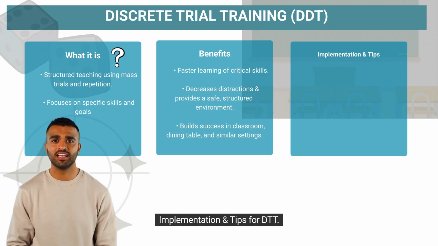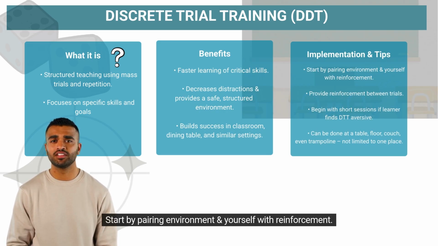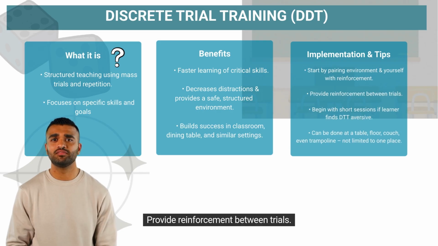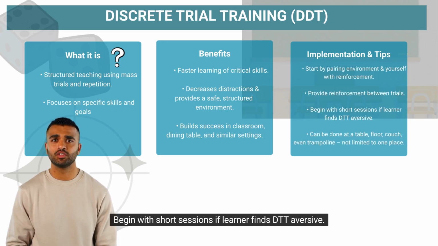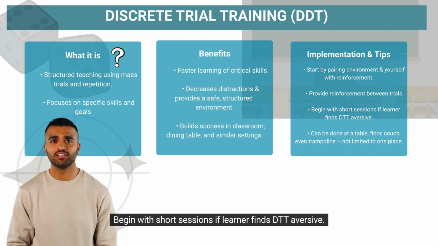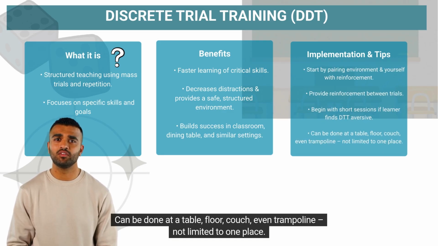Implementation and tips for DTT. Start by pairing the environment and yourself with reinforcement. Provide reinforcement between trials. Begin with short sessions if the learner finds DTT aversive. It can be done at a table, floor, couch, even a trampoline, and is not limited to one place.